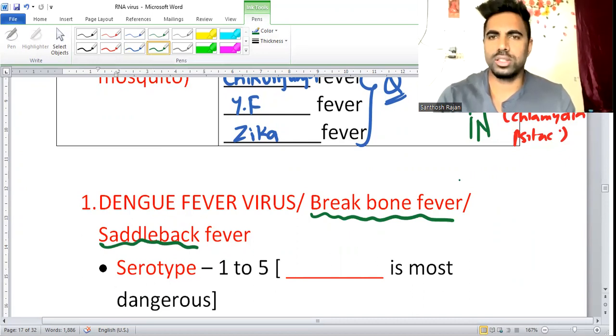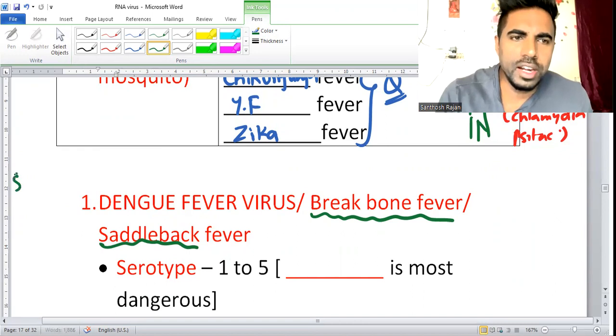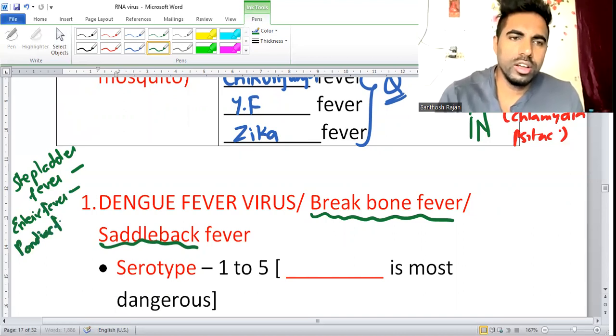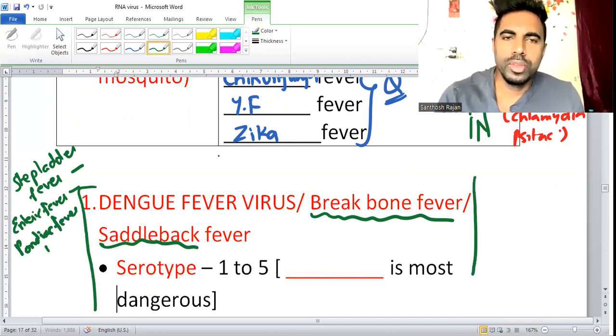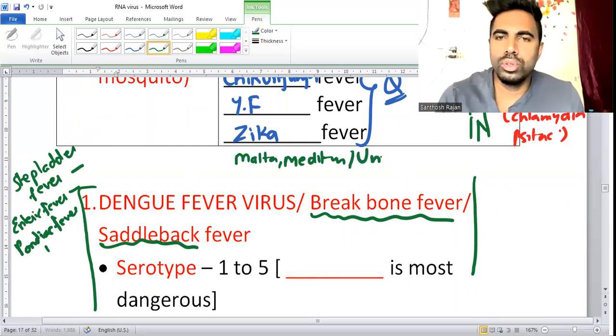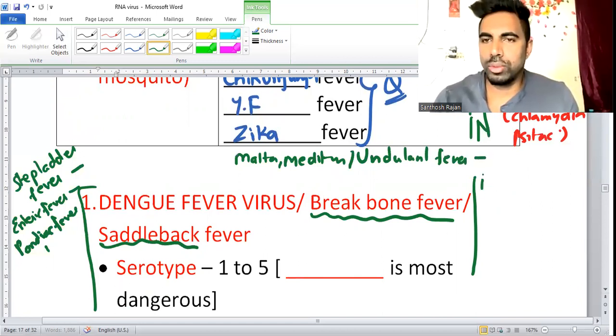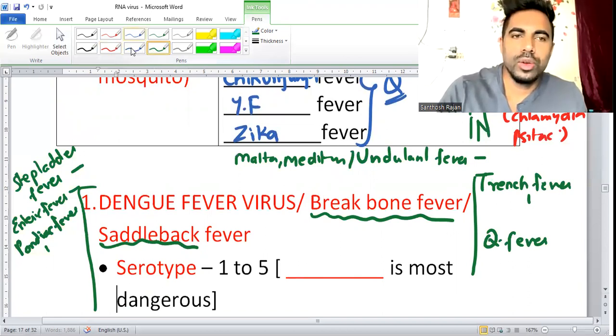We have a lot of other different fevers also. Let's see if you can remember a few. Where do you see stepladder fever? Just guess. In which disease? And please tell me, what is enteric fever? And what is Pontiac fever? And where is Malta, Mediterranean, or Undulant fever? Who is causing this? And which one is causing French fever? And which one is causing Q fever? Are you ready to answer?